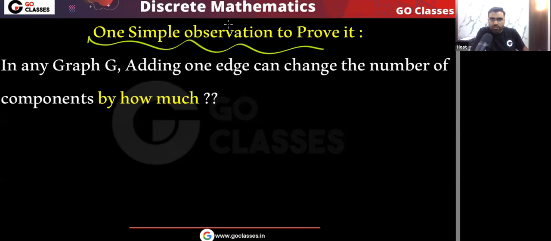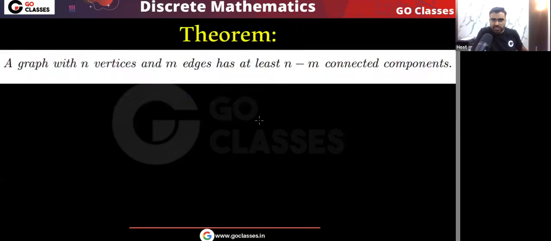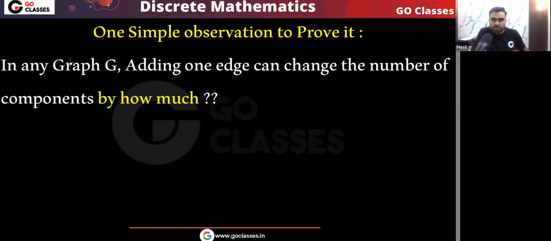This is the idea, this is the observation you need to make to prove this result. If you want to prove it, then just make a small observation that in any graph, if you add one edge, then adding one edge can change the number of components by how much? Can you tell me? Just visualize. Okay, just think about it. In a graph, if I add one edge, can the number of components increase? Can it happen? A common sense question I am asking. No, it cannot happen. Number of components cannot increase if you add one edge.